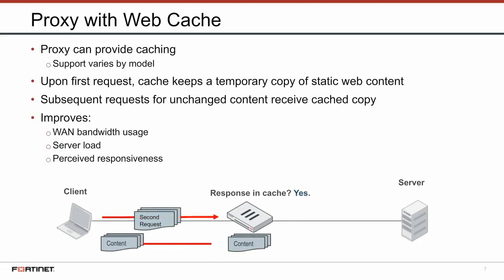Usually, you will enable the proxy to cache responses from web servers. A web cache stores responses from web servers. So when a client repeats a request, FortiGate can quickly send the cached content, response, instead of forwarding the request and waiting for the response. This reduces WAN bandwidth usage, server load, and delay. Web cache is supported in both transparent and explicit web proxy modes.